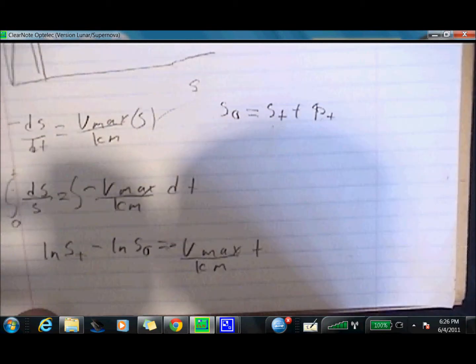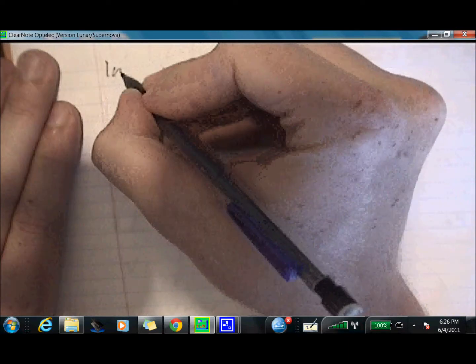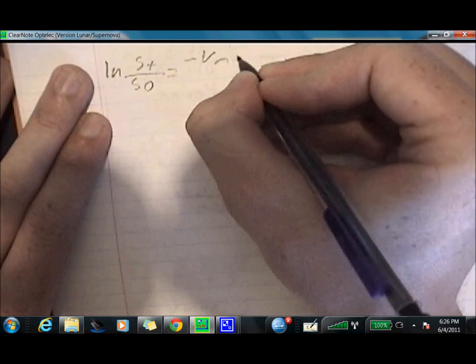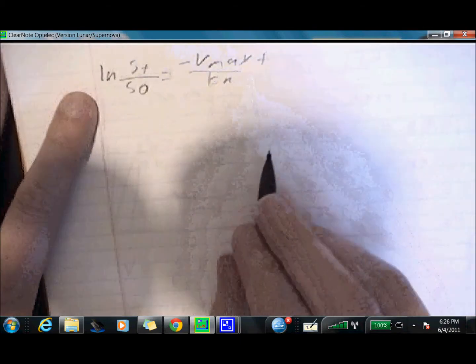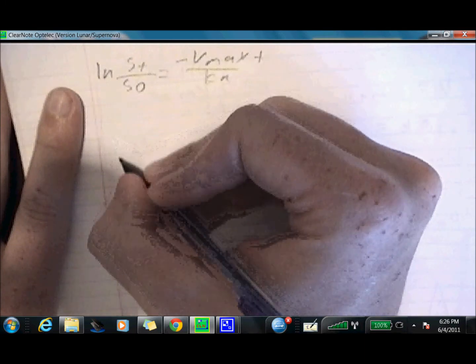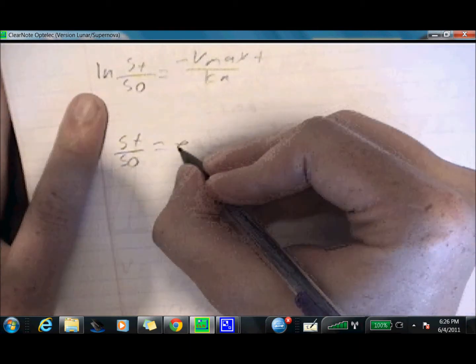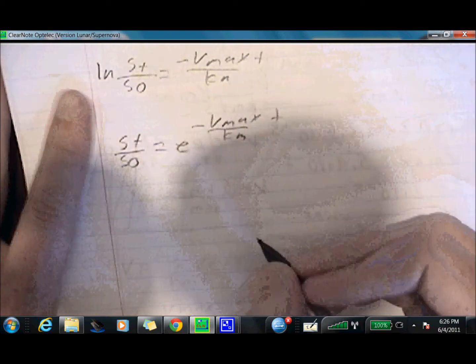We can also combine this too. We can say that ln of St divided by S0 equals negative Vmax over Km times t. I'm going to raise both sides to the e power, which means that this is now going to become St divided by S0 equals e to the negative Vmax over Km t.